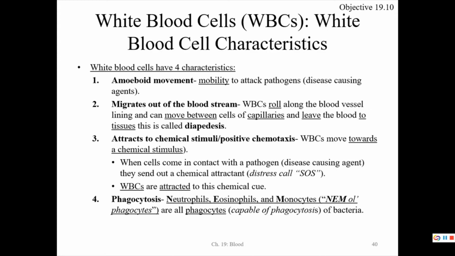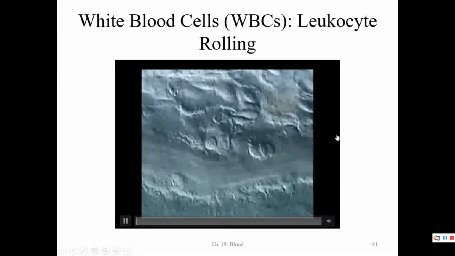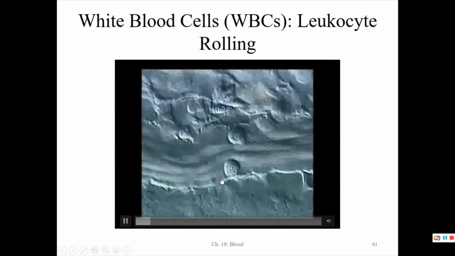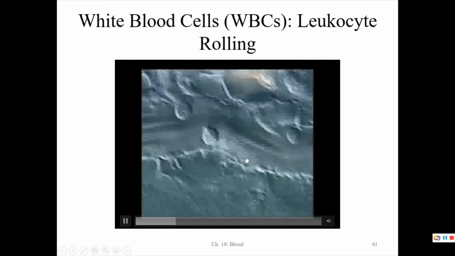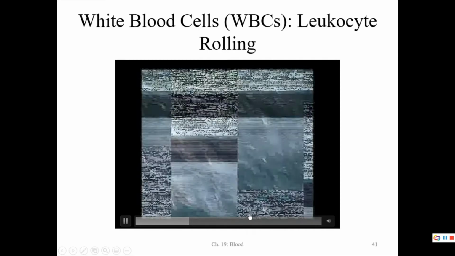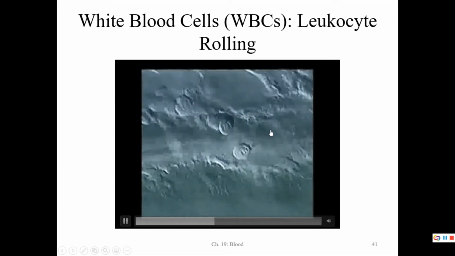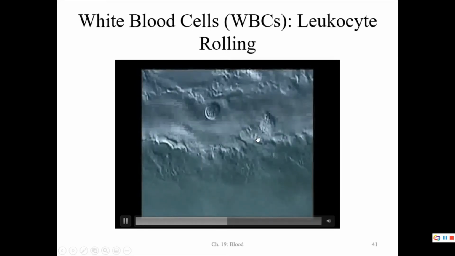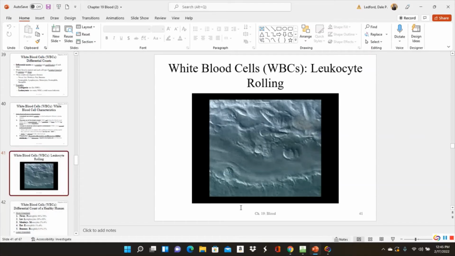This is called diapedesis. Right here, you can actually see that a leukocyte will roll on the surface, and when it finds a gap in a capillary, it will go out. I oftentimes like to say diapedesis is basically the white blood cell version of yeet. They yeet out of the capillary and go to the peripheral tissues.